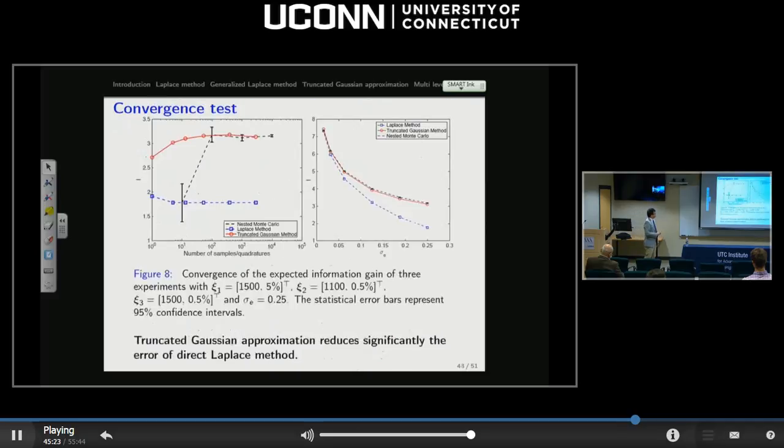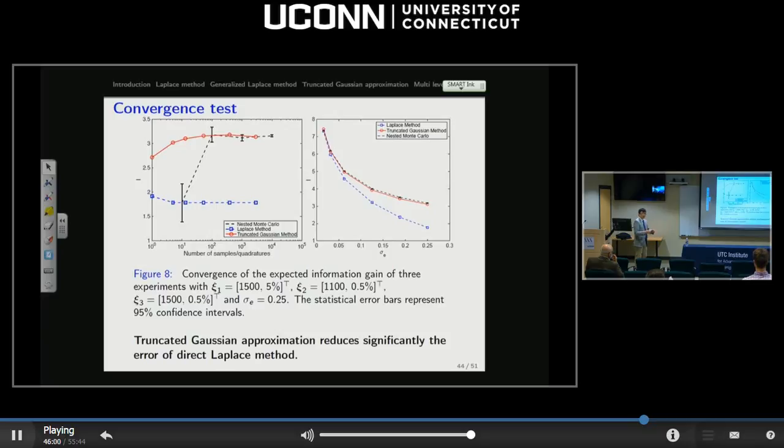And I just show you how fast is the new method. So in this case, if you directly use Laplace method, you have a huge bias. And this is the case where you have to use truncated Gaussian approximation. And you see that if you use truncated Gaussian, there's basically no bias. And I also show you, if you change the measurement error, there's some region where you can use Laplace method.